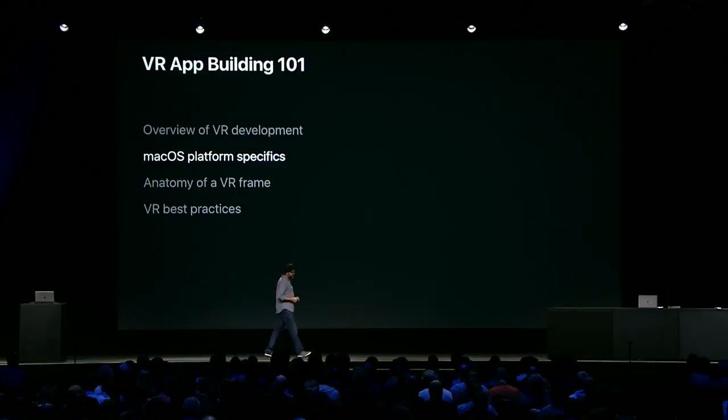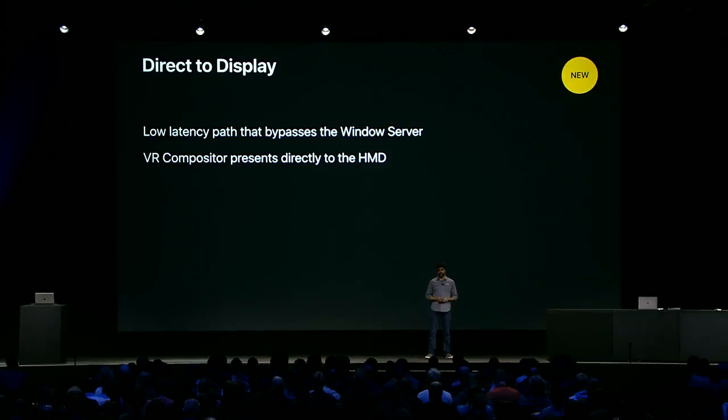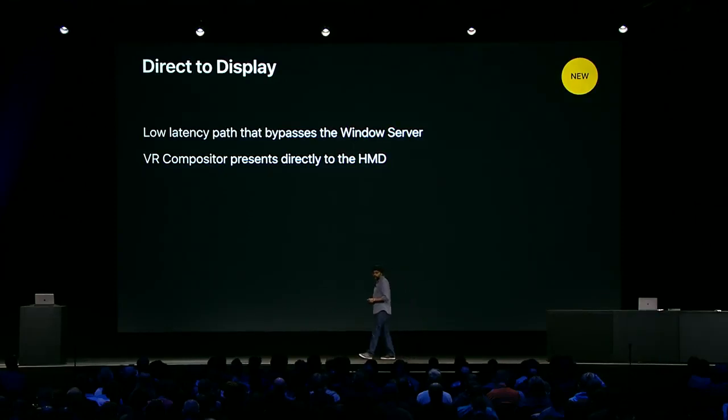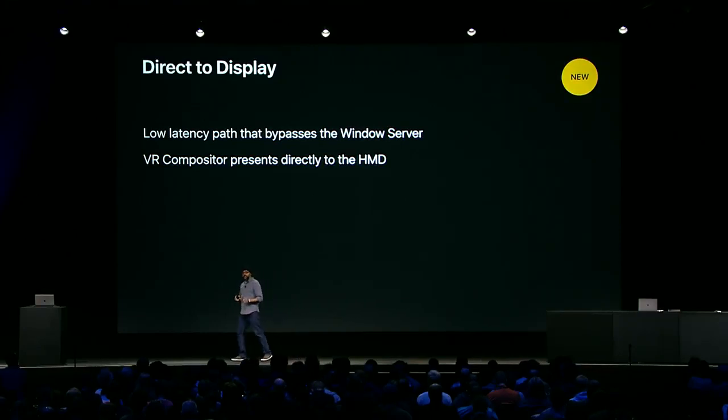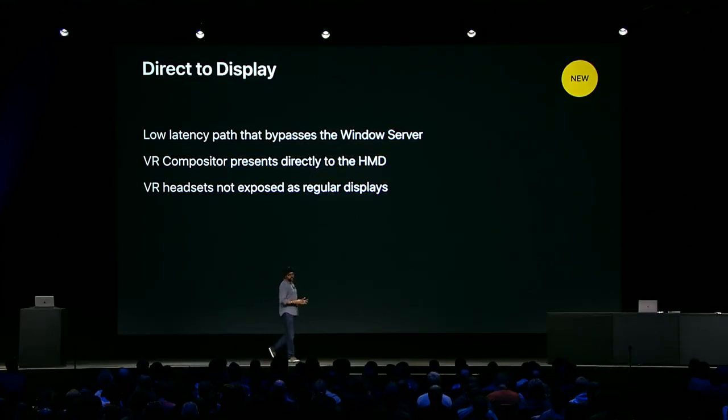All right, let's talk about some platform specifics. So Metal 2 introduces a new direct-to-display capability for supported headsets like the Vive. This is a low-latency path that bypasses the OS window compositor and gives the VR compositor, like SteamVR, the direct ability to present a surface onto the VR headset. This avoids any pixel processing or additional copies by the OS. Now, it's worth noting that in order to guarantee this fast path, macOS does not treat VR headsets as displays. They're hidden from the system and offer no extended desktop capabilities.